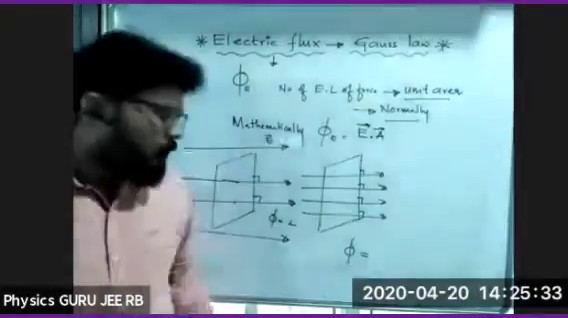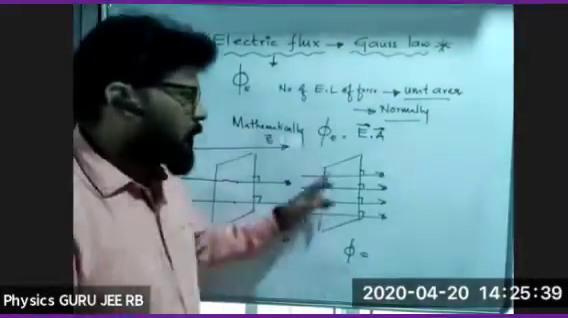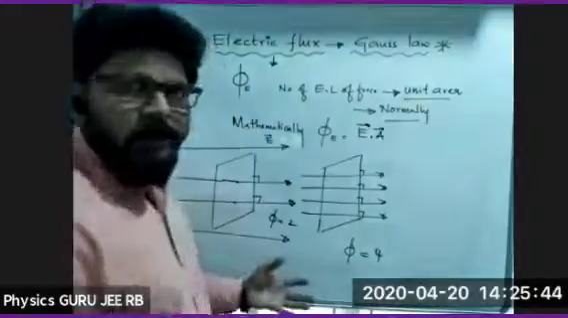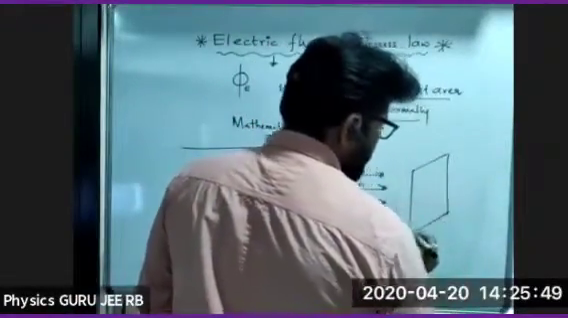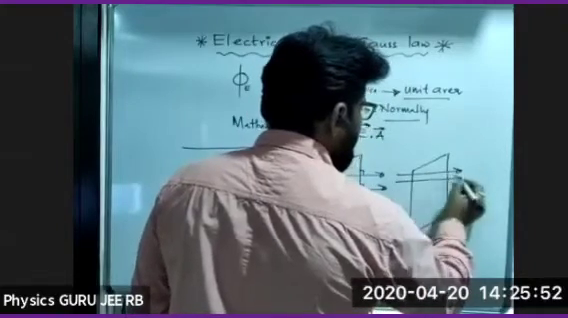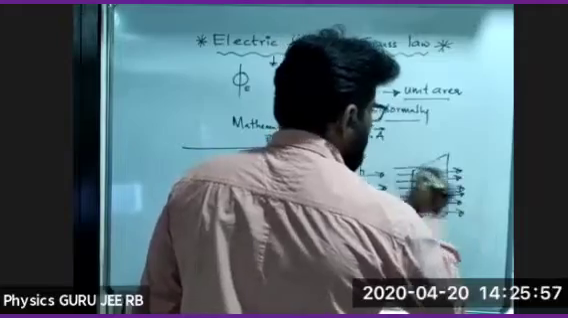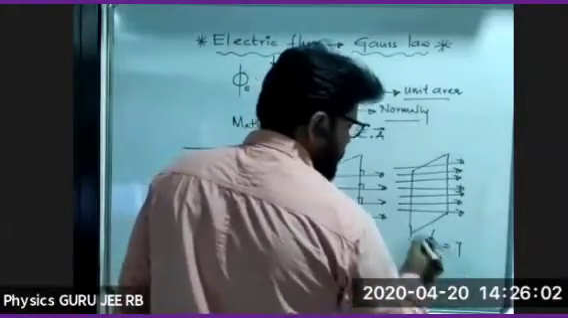Perpendicular to it. How many lines? Can you tell me, Tara? 1, 2, 3, 4. It's nothing but 4 electric lines. That means what I want to show here. If I take one more, I'm taking 1, 2, 3, 4, 5, 6, 7. Flux is nothing but here. Flux is equal to 7.